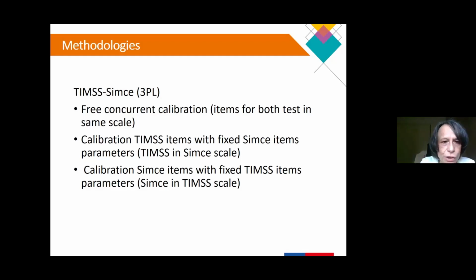Well, so first we make the free concurrent calibration. That means we put all the items together and come up with parameters from both tests in this concurrent calibration. Then we perform a calibration using the SIMSE item scale. That means we put TIMSS in the same scale as SIMSE, and then we did the other way around. That means we put the SIMSE items using the international calibrated parameters from TIMSS. So we put SIMSE in the TIMSS scale.